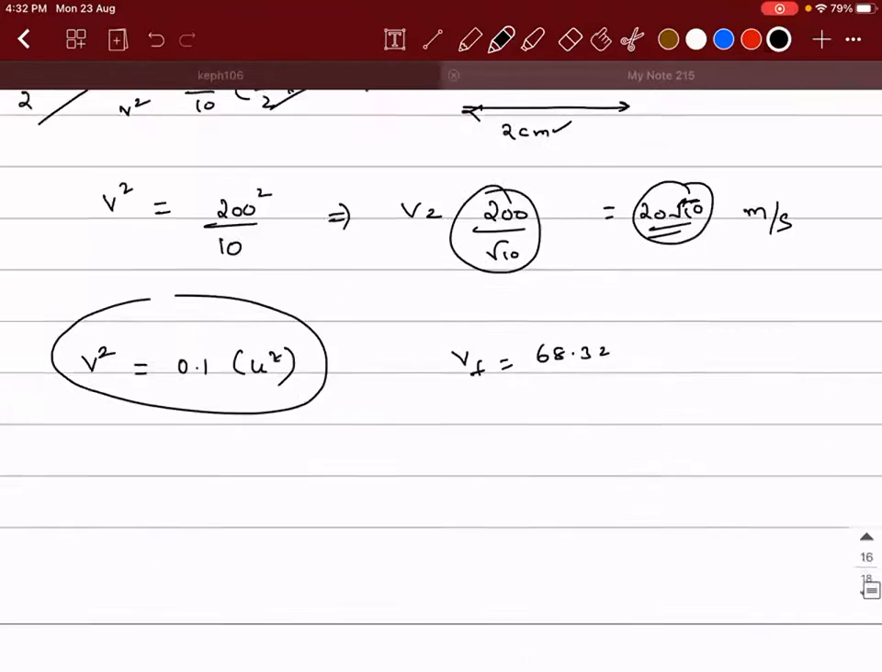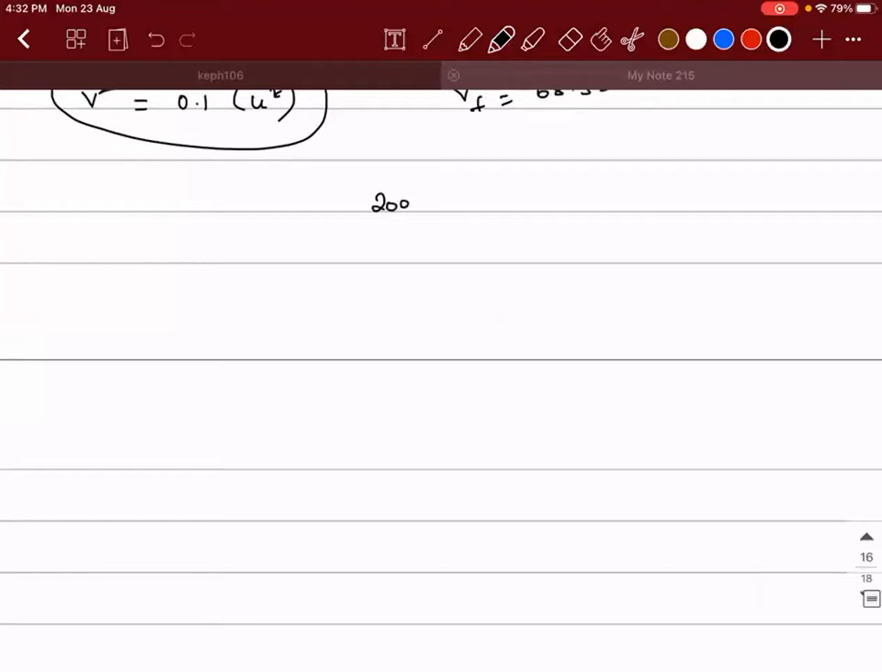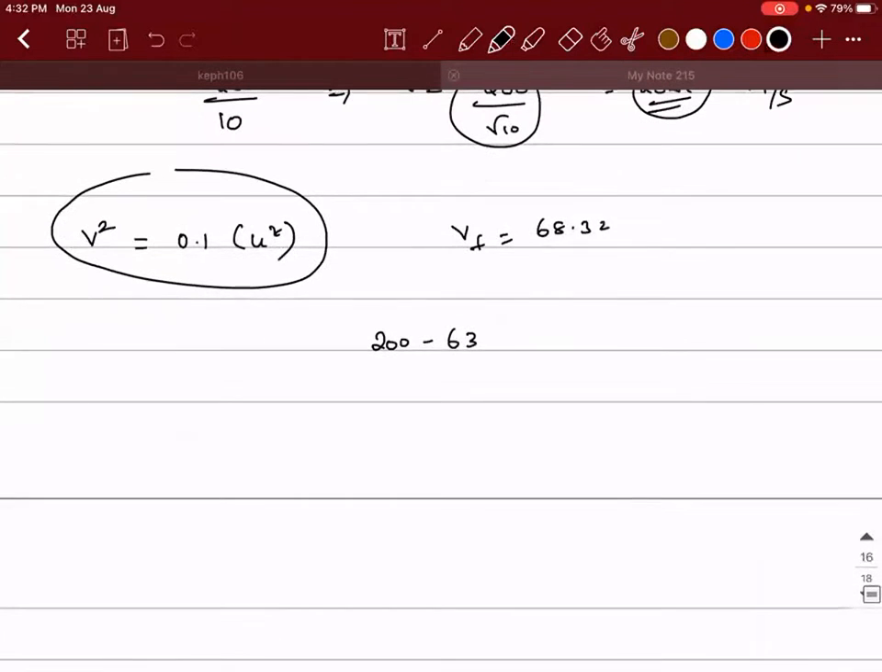So how much was it initially? 200 minus 63, sorry, 68.32 or 63.2. What is it? Divided by 200, multiplied with 100. Okay, I'll give you a minute. Take your calculator. Do this calculation fast and tell me what answer you're getting. You can use the calculator for the time being.